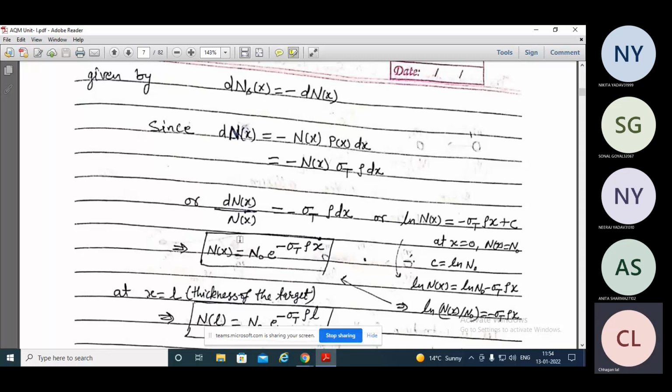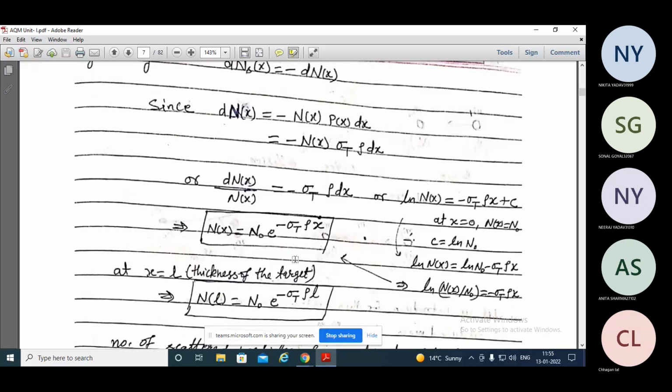So that's why we can represent N(x), the number of scattered particles from the x to x plus dx segment, which depends on the number of particles incident on the left side, and this is the exponential term which we calculated from the probability for the dx segment.